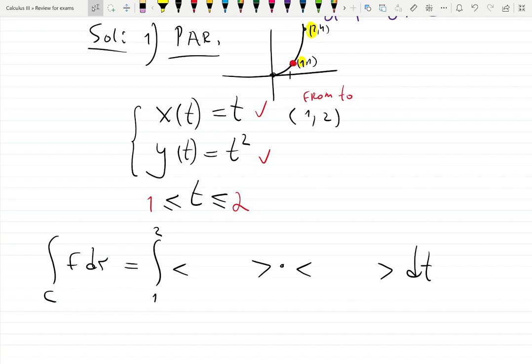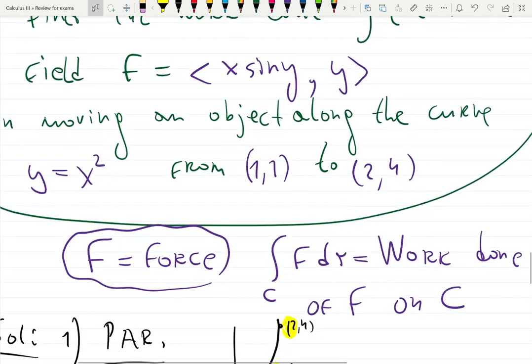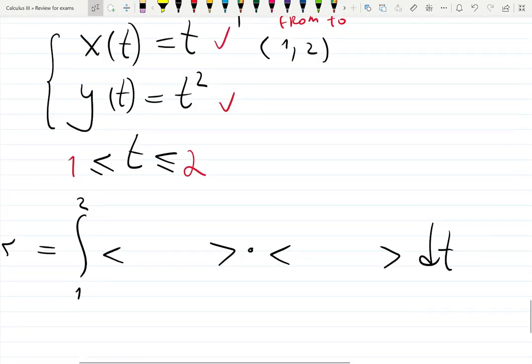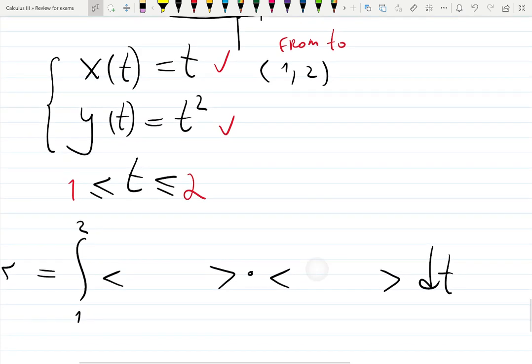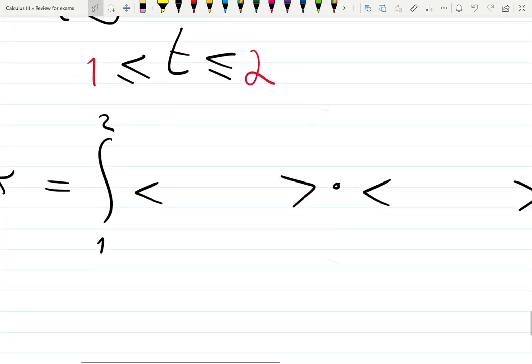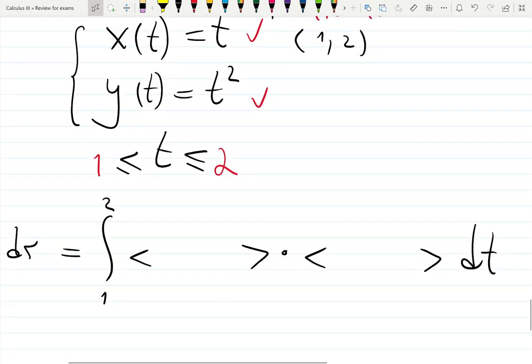That is the idea of this. The force is working to move the particle, or how the force is intervening with the particle moving, or you swimming in the ocean. So what is happening with the first vector? The first vector was (x sine y, y). Now I'm just plugging in my parametrization. It's going to be (t times sine t squared, t squared). That's what we created with the parametrization.